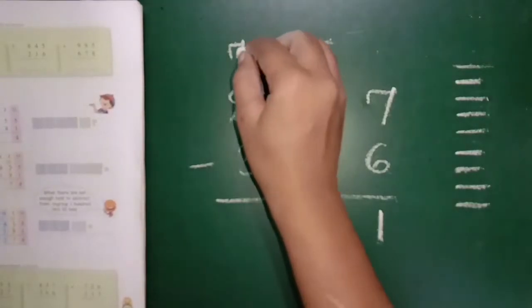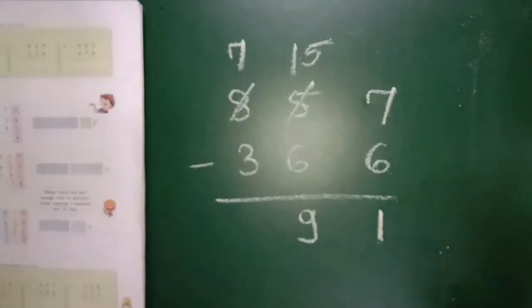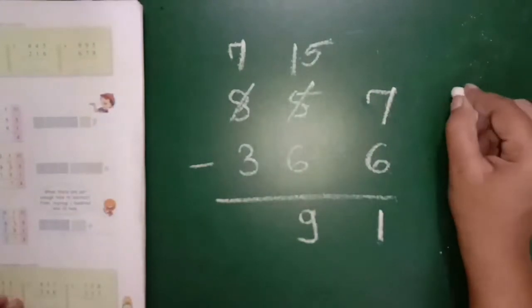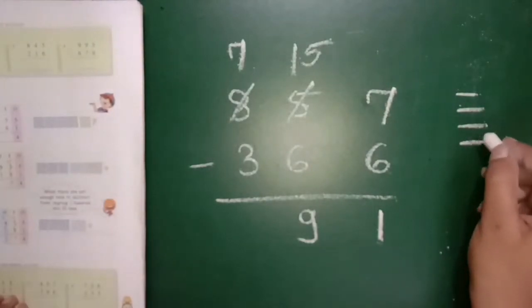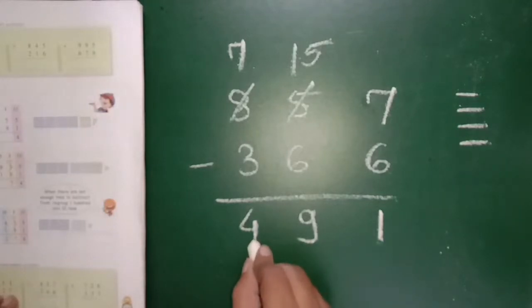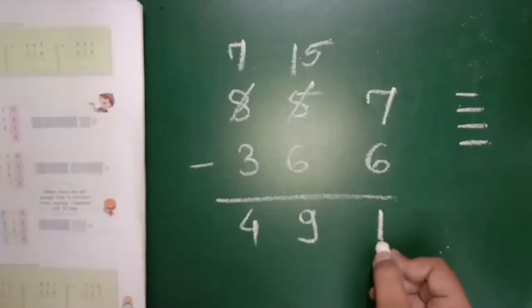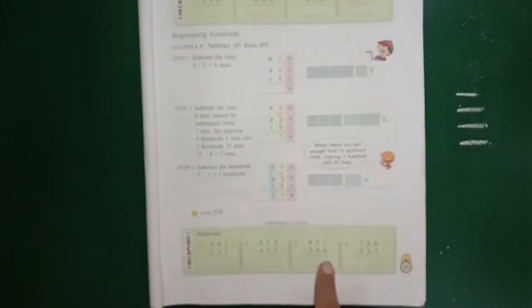Now subtract 100 place, that is 7 minus 3. Again count to 7 after 3. 4, 5, 6, 7. Count these lines. 1, 2, 3, 4. So our final answer is 491. Okay. Got it? Students, these questions you have to solve in textbook only.